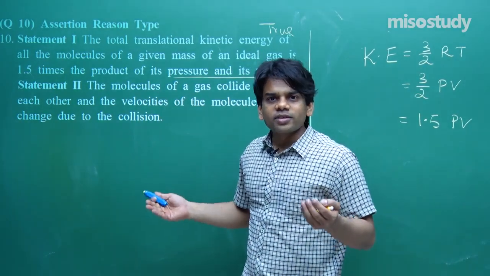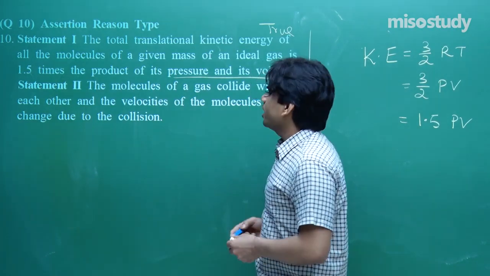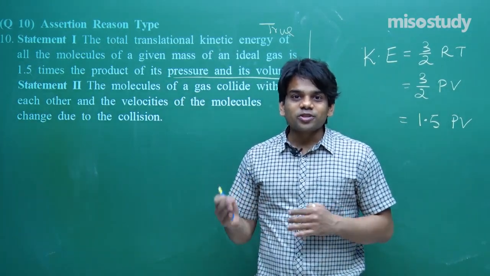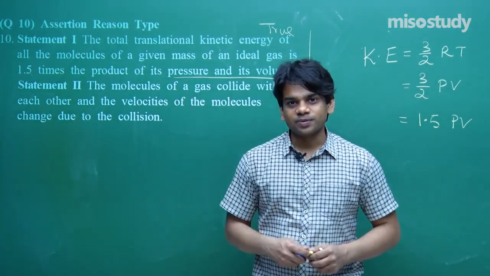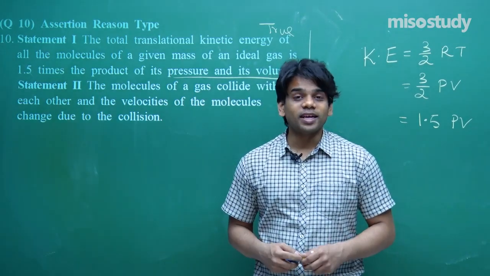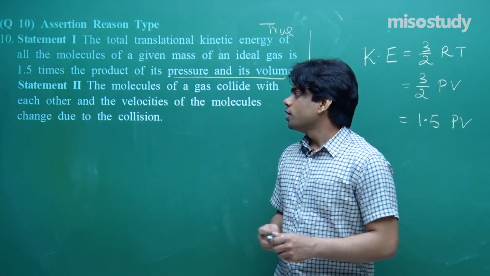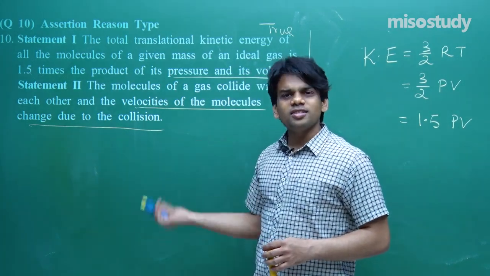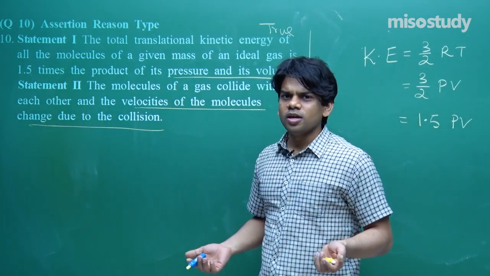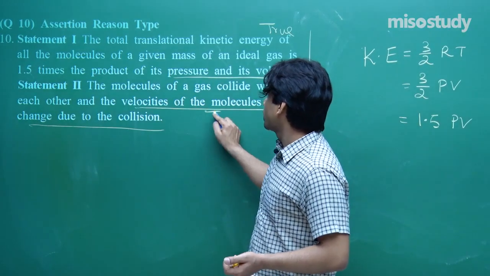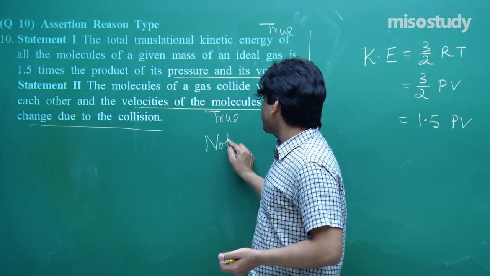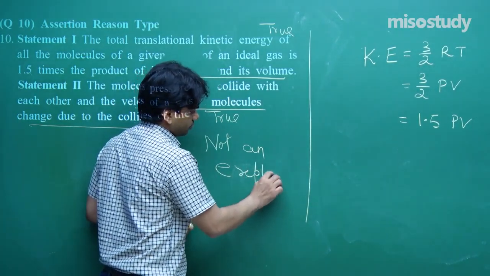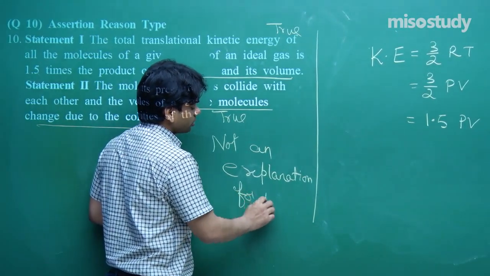Statement 2, let us check whether it is true or false, and whether it's a correct explanation for statement number 1. The molecules of a gas collide with each other, and the velocities of the molecules change due to the collision. In any gaseous system, the molecules randomly collide with each other, and they even collide with the walls of the container in which it is kept. During this collision, they impart momentum to the neighboring molecules and to the walls of the container. When they collide, their velocities do change. Yes, that's true. But try to understand, this is not the reason for the energy, which depends on pressure and volume. So this is true, but not an explanation for 1.